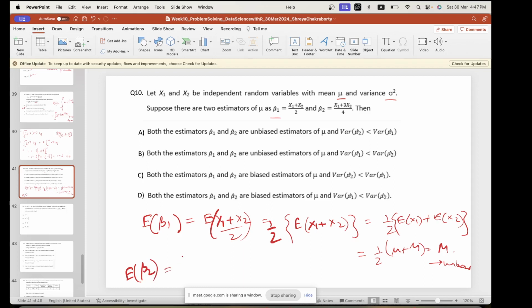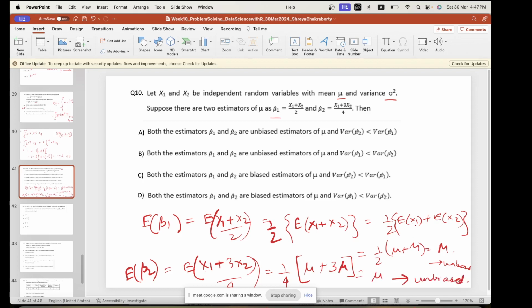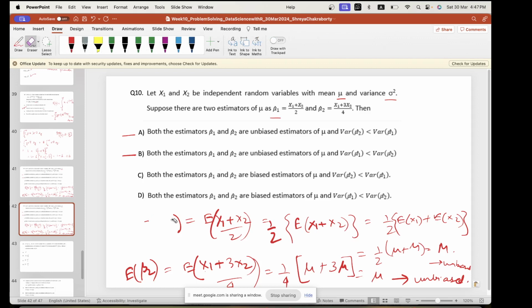Expectation of beta 2 is how much? Expectation of (x1 plus 3x2) by 4. This will be 1 by 4 times expectation of x1, which is mu, plus 3 times expectation of x2, which is 3 mu. So this is 4 mu by 4. This is also mu. So both are unbiased. Okay. So this is either A or B. Now we have to find out which one has lower variance. Okay. So let us calculate the variance of beta 1 and beta 2.